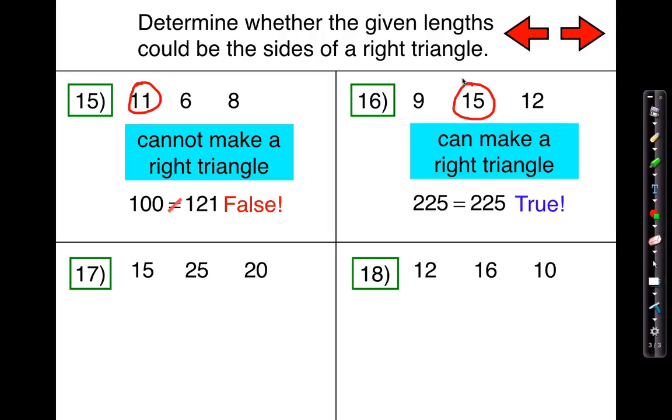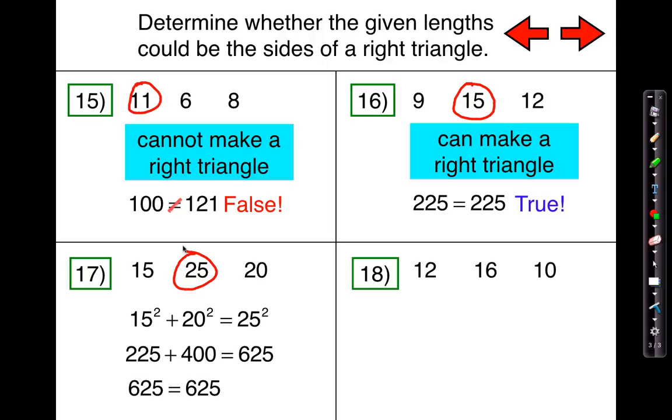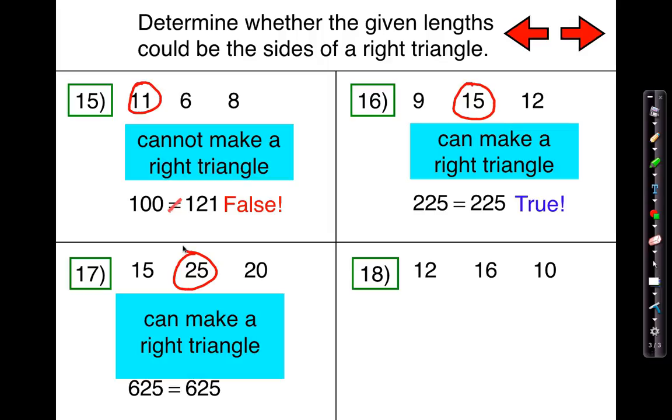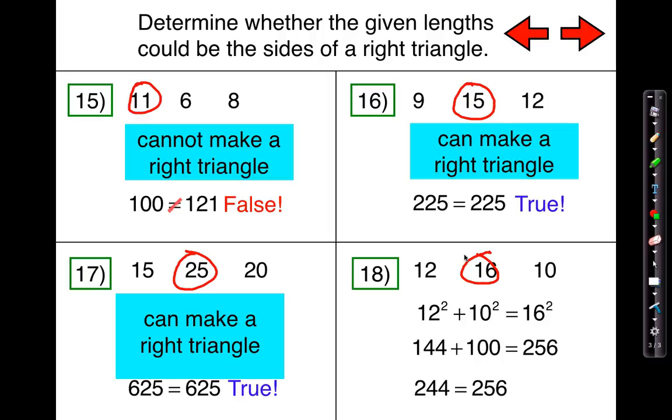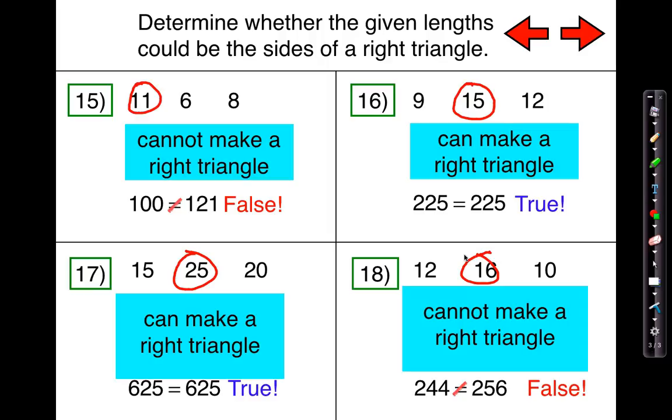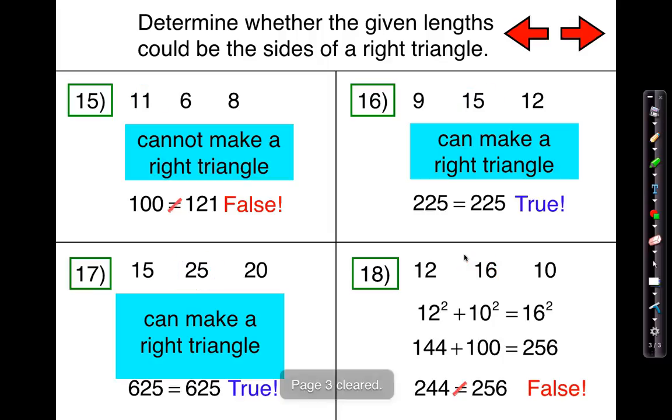Number 17 here, supposedly the 25 is the hypotenuse. If you plug it into the Pythagorean theorem, you'd find that you'd end up with a true statement once again, which means these lengths will create a right triangle. And then last but not least, here if 16 was the hypotenuse, if you plug it into the Pythagorean theorem, you'd find that it is false, which means it doesn't follow the Pythagorean theorem and it's not going to create a right triangle. That actually is going to conclude the lesson for today.